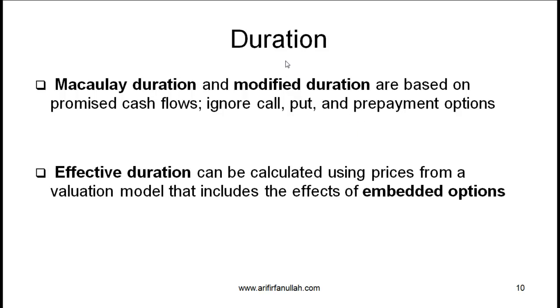A few definitions now related to duration. This duration measure has been around for a very long time, and one of the first people to come up with a duration measure was a gentleman named Macaulay. Hence we have a duration measure named after Macaulay called Macaulay duration, and a modified version of Macaulay duration is called modified duration. Both these measures of duration are similar. We don't need to understand exactly how they are calculated, but what we do need to know is both these measures are based on promised cash flows.